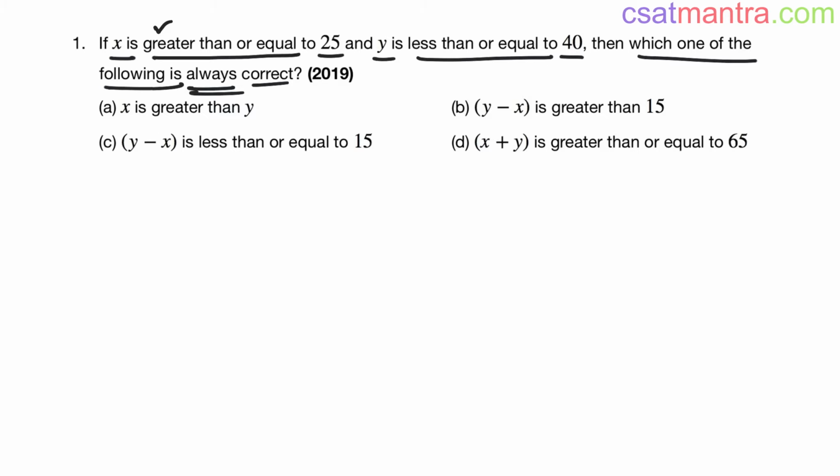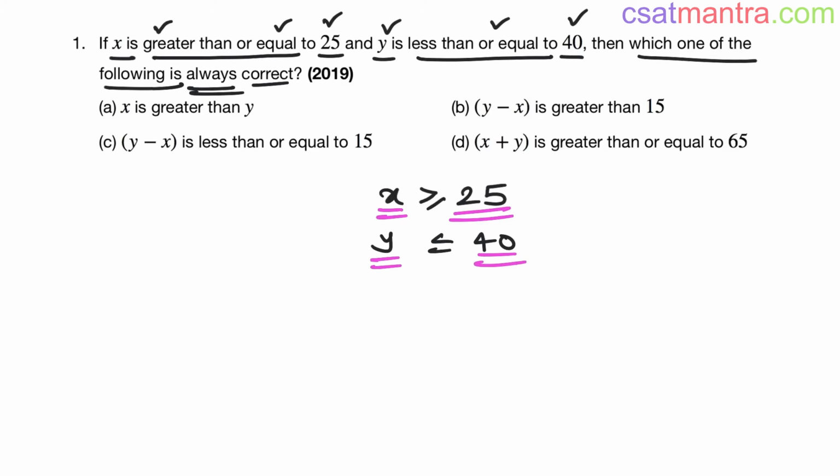See, x is greater than or equal to 25. Y is less than or equal to 40. You cannot solve this problem by trial and error method, that is taking x value greater than or equal to 25 and y value less than or equal to 40, because you have to try each and every value of x and y and see which option is getting satisfied. This will complicate the problem, thus wasting your time.